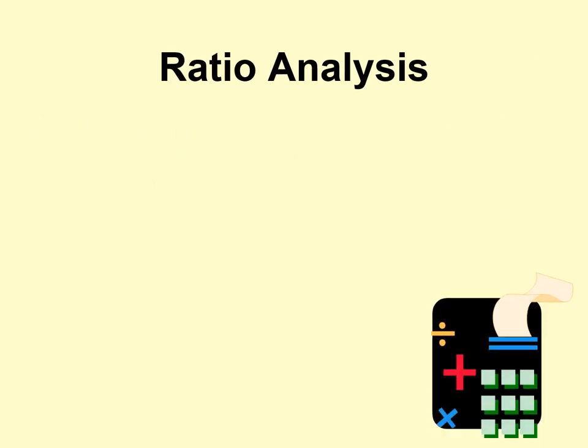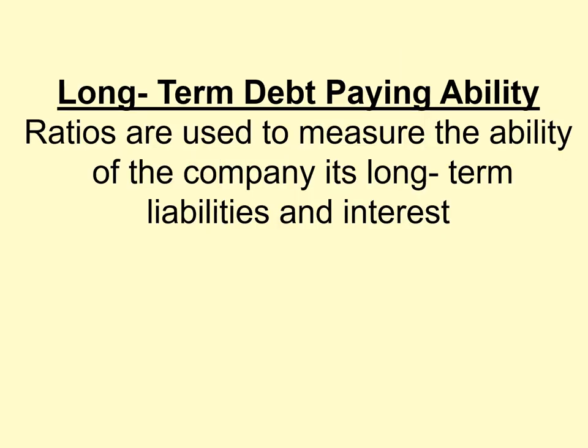Dear listeners, now to complete our ratio analysis. If you remember, we finalized the first two categories, and now we are going to start with the third one, which is long-term debt paying ability, which reflects the source of funding our own assets, our own investments. The first one of them is going to be liabilities, and the second one is going to be equity.